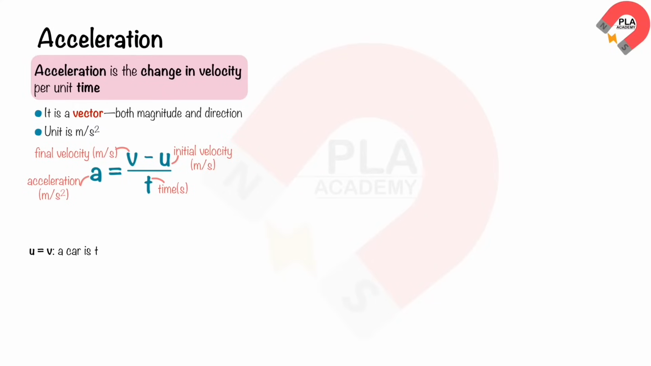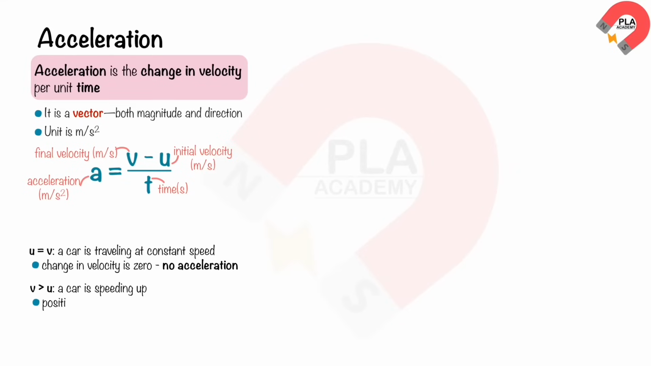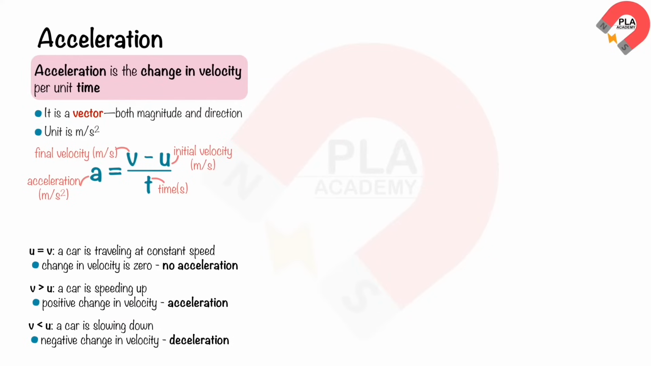When u equals v, it indicates the car is traveling at a constant speed. The change in velocity is zero, so the acceleration is also zero. When v is more than u, it indicates the car is speeding up. This positive change in velocity is called acceleration. When v is less than u, it indicates the car is slowing down. This negative change in velocity is called deceleration. If an object decelerates, we must put the negative sign into this equation, and positive if it accelerates.